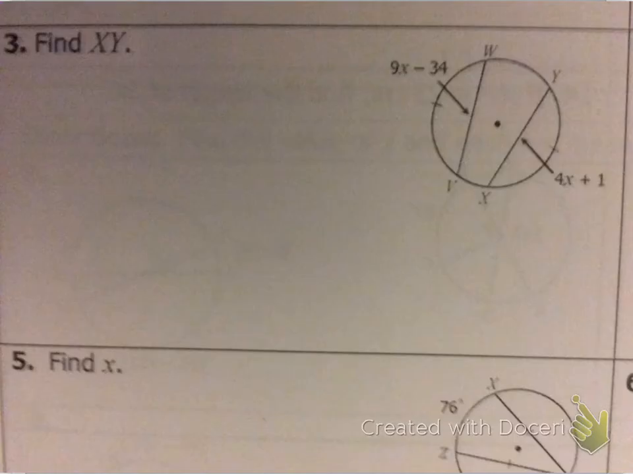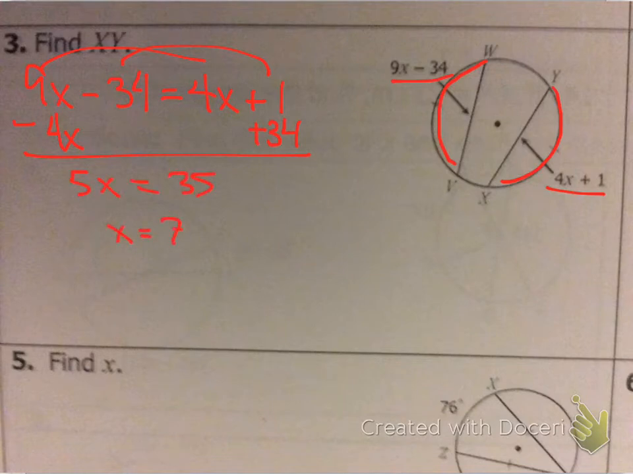All right, so let's look at number three. Now, number three, kind of conversing. They tell us the arcs are congruent. So then that means I know these are congruent. A lot of this is trying to get you to that idea that those two are congruent. So 9x minus 34 equals 4x plus 1. Variables to the left, numbers to the right. And you got 5x is equal to 35. So x is equal to 7.